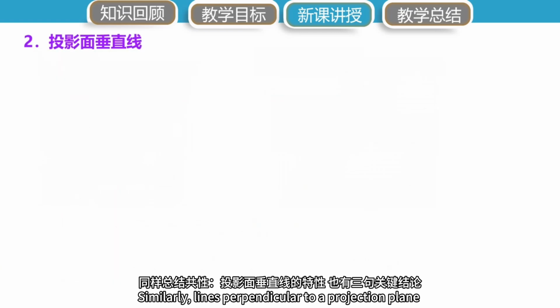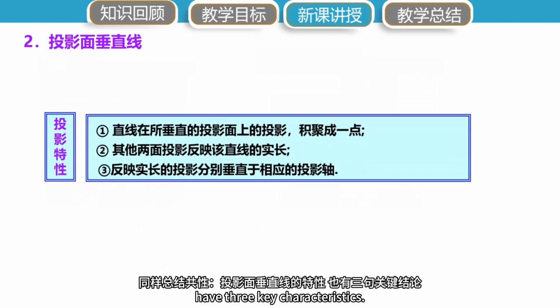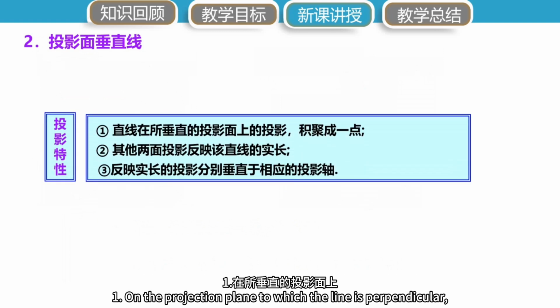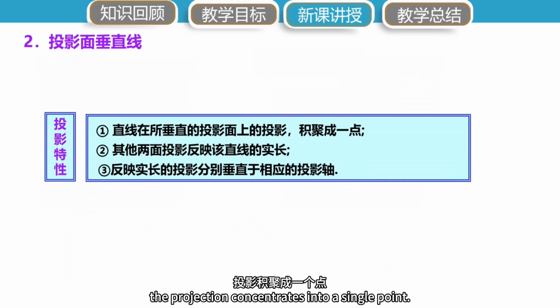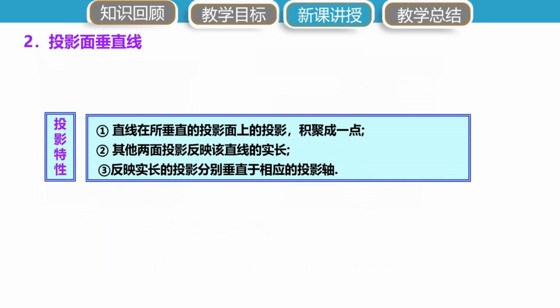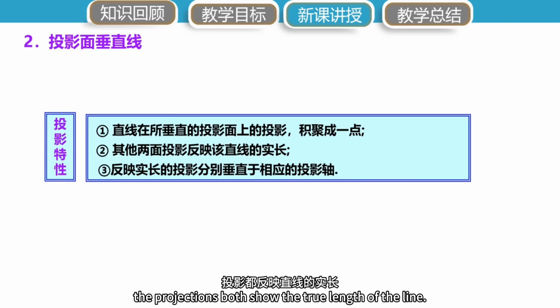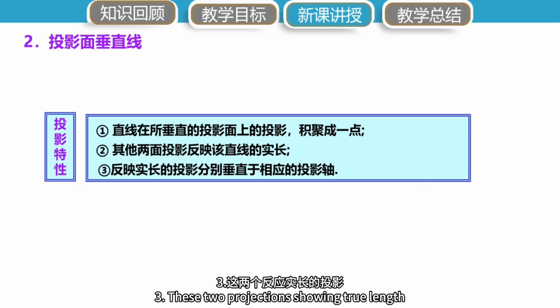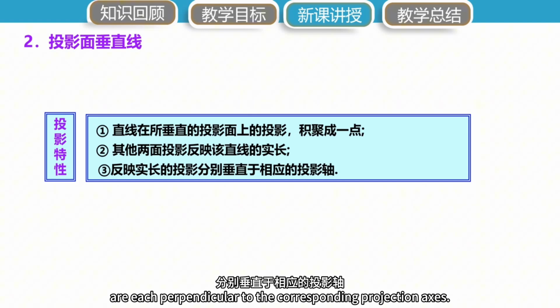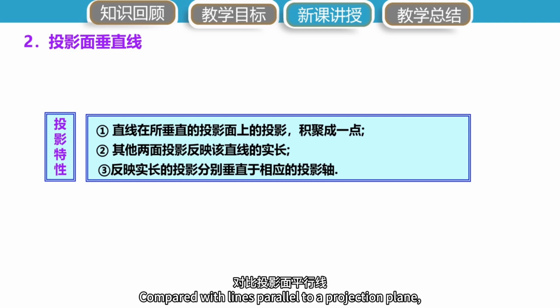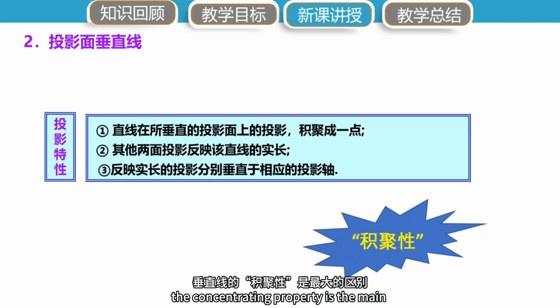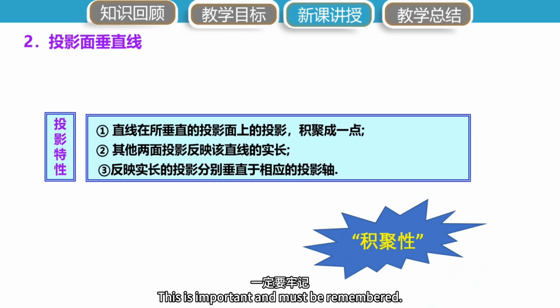Similarly, lines perpendicular to a projection plane have three key characteristics. First, on the projection plane to which the line is perpendicular, the projection concentrates into a single point. This is the most essential identifying feature. Second, on the other two projection planes, the projections both show the true length of the line. Third, these two projections showing true length are each perpendicular to the corresponding projection axes. Compared with lines parallel to a projection plane, the concentrating property is the main distinguishing feature of perpendicular lines. This is important and must be remembered.